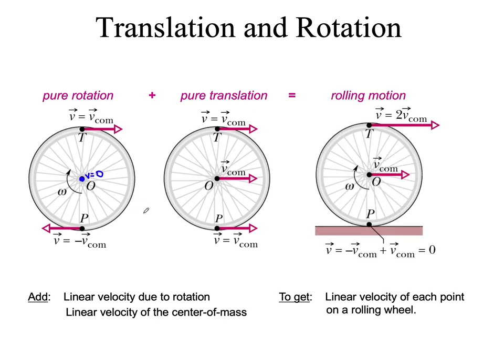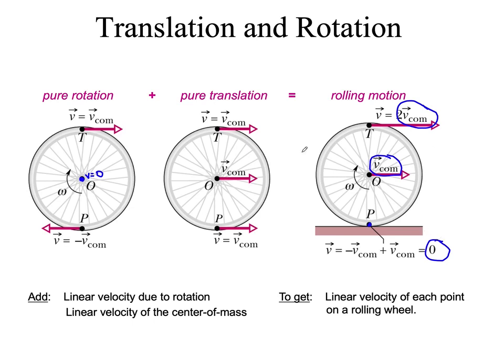Rolling motion is really a combination of pure rotation and pure translation. And what happens here is this. We literally add these. So this point plus this point gives us 0 down here. This one plus this one gives us just the velocity of the center of mass. And these two up here give us that the top of the wheel is actually moving at twice the velocity of the center of mass.